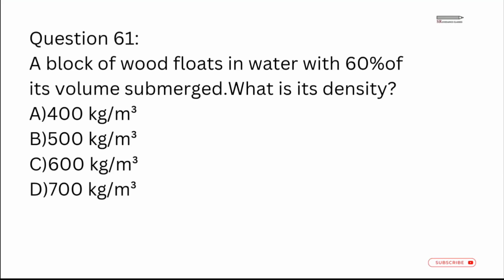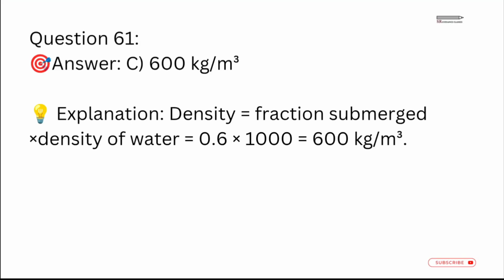A block of wood floats in water with 60% of its volume submerged. What is its density? The answer is option C, 600 kg per meter cube.